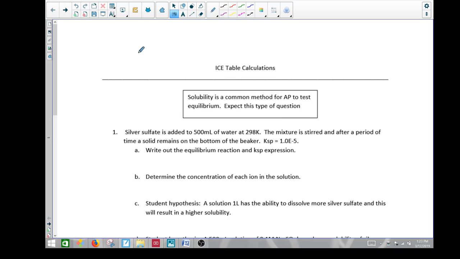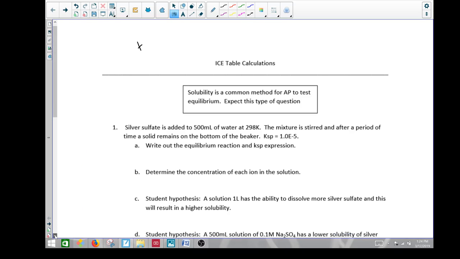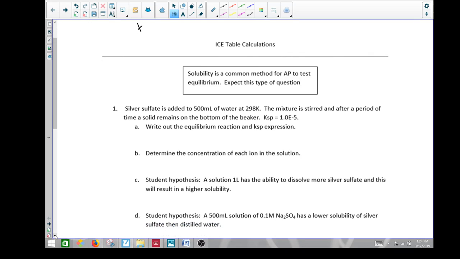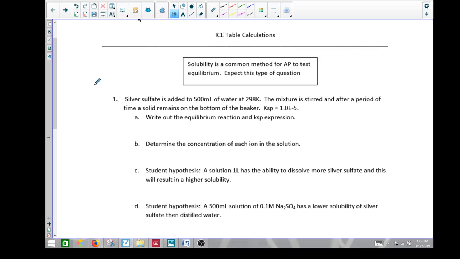This particular review session is on ICE table mathematics. Guaranteed to be around at some point, somewhere. Now, salt equilibrium can take many forms on the AP test, and solubility is one common method the AP uses to test equilibrium. Expect this type of question.